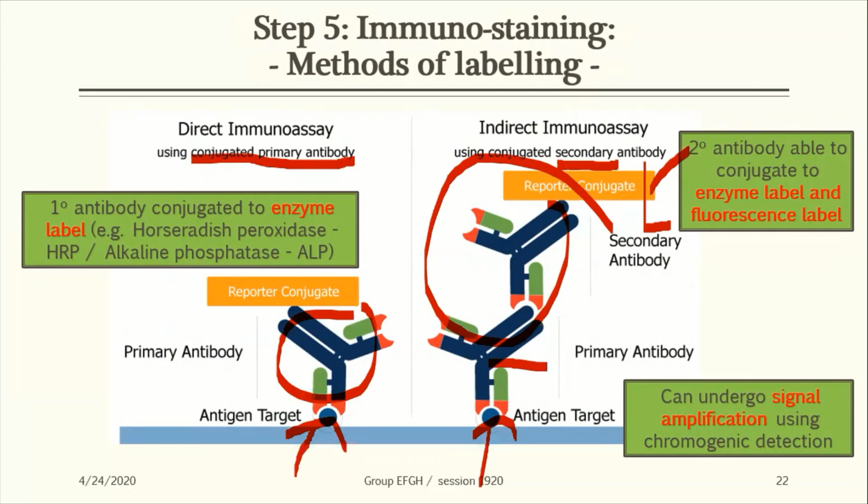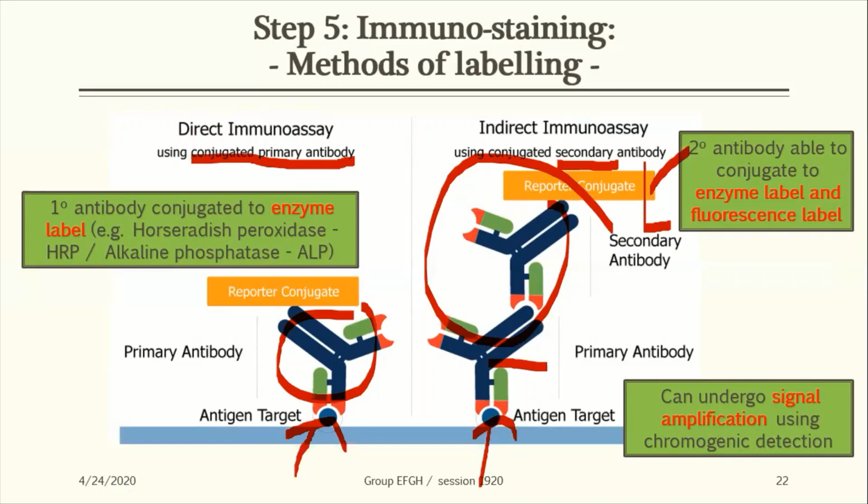Okay, so you might ask, why would we want to choose the direct or indirect immunohistochemistry method? For the direct method, it is obviously a simple step and will definitely be quicker. However, it may yield less sensitive results due to little signal amplification. However, the indirect immunoassay is sensitive as we are able to carry out signal amplification.